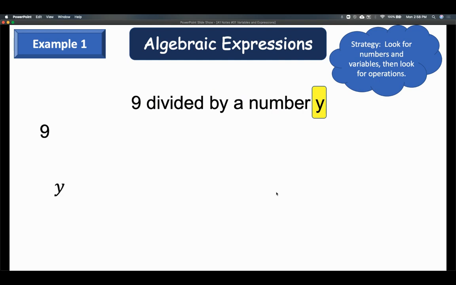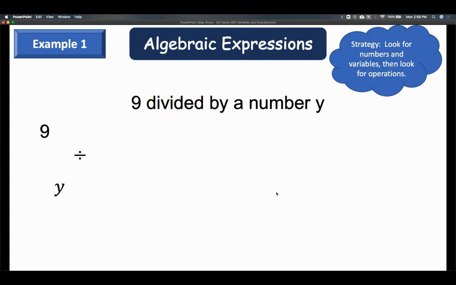Now I've got to figure out, okay, what am I doing with these two quantities? That's where the operations come in. When I say operations, I'm talking about adding, subtracting, multiplying, dividing, those types of things. This one's pretty obvious. It actually says divided by, so I know there's a division.